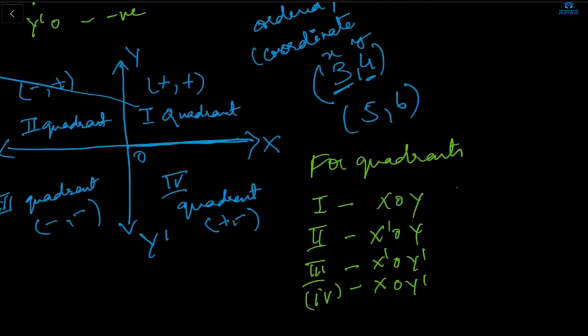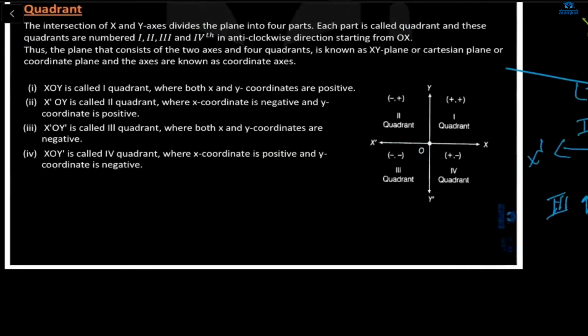Okay. And we have seen the sign also. Positive, negative, and negative, and here positive, negative. Okay. Any doubt in this about the quadrants? And we always move anti-clockwise. Okay. We always move anti-clockwise direction from OX.